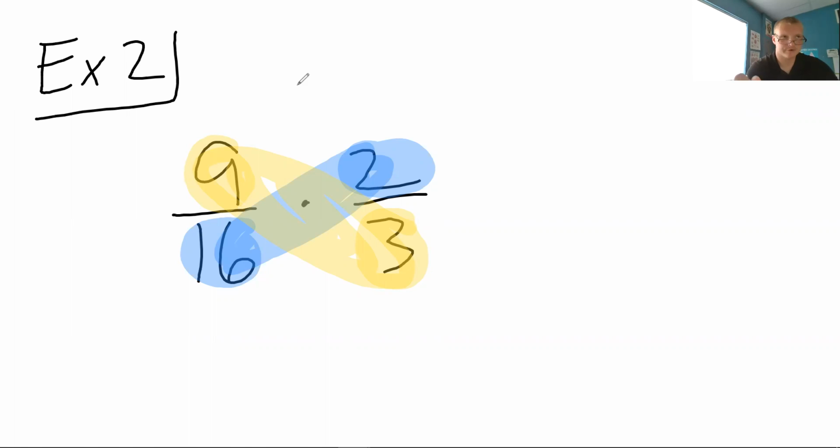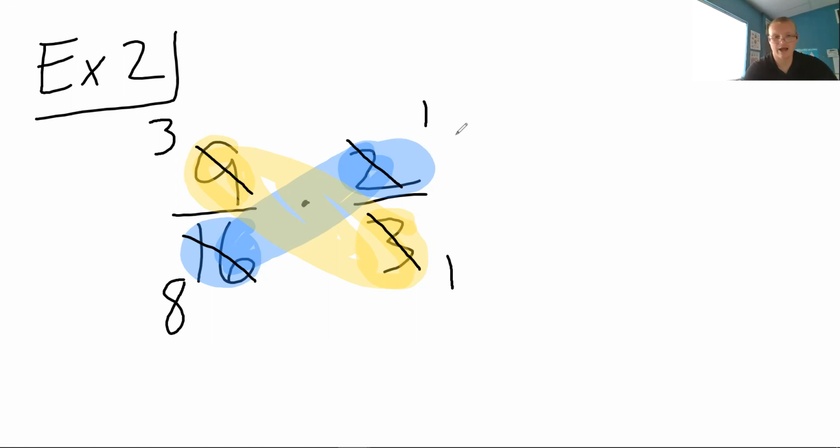So 9 and 3, both of them have in common a 3. When I take 3 divided by 3, that's going to be 1. So I have a 1 right there. When I take 9 divided by 3, that's going to be 3. Now I need to do the blue section, so 2 and 16. What do 2 and 16 both have in common? 2, yep. So 2 divided by 2 would be 1, and then 16 divided by 2 is going to be 8.